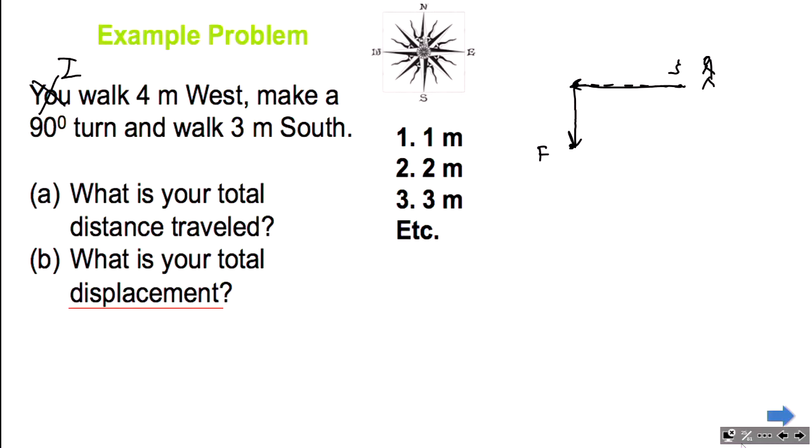Now, what are we looking for? Displacement. What is a displacement? What is an official definition of a displacement? A displacement is an arrow which connects the initial point and the final point. An arrow.